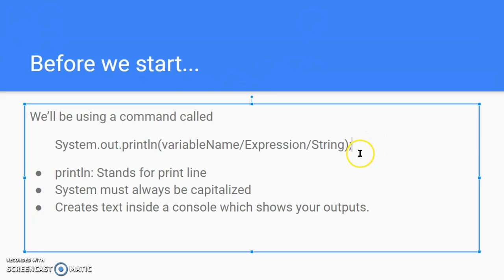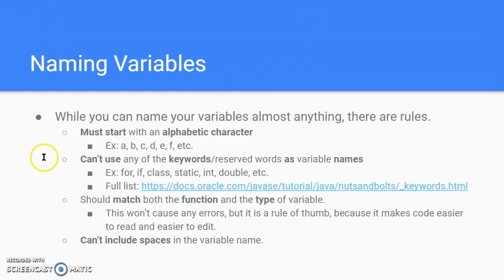And as always, end the entire line with a semicolon in order to tell the system that this line is ending. Now, naming variables is very important. Though it's not always going to lead to errors, it does lead to organization problems.